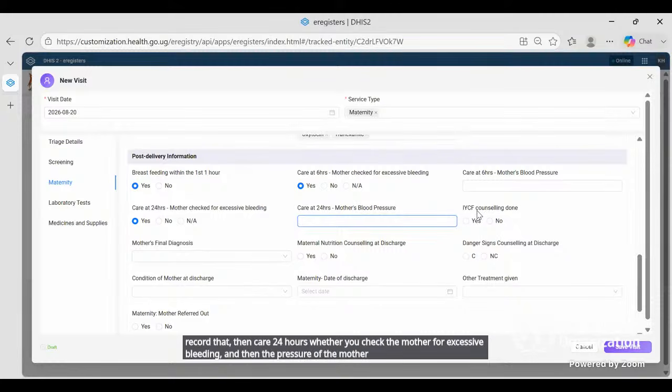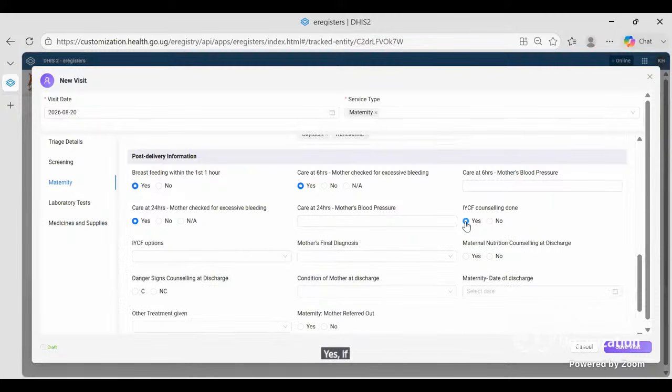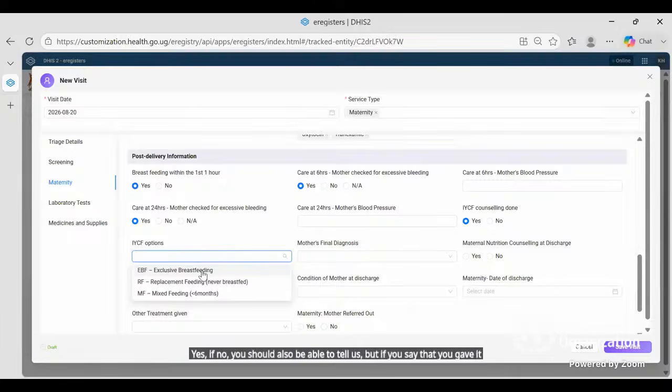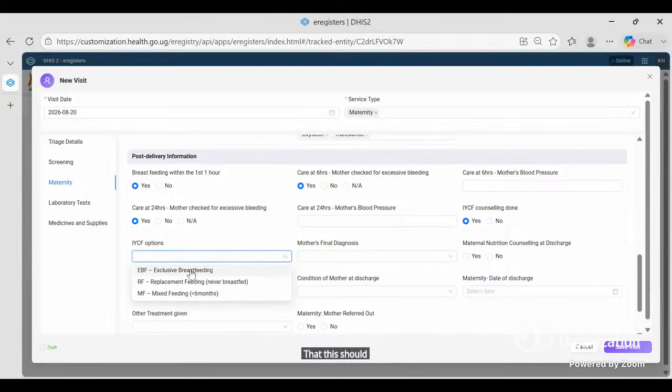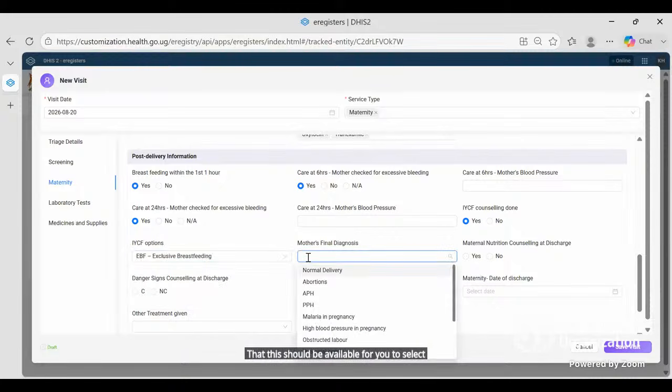Did you give IYCF counseling? Yes. If no, you should also be able to tell us. But if you say that you gave it, what are the options that you gave? You should be able to select either exclusive breastfeeding, replacement feeding, or mixed feeding. This should be available for you to select. Then what is the mother's final diagnosis? These are the options that we had.